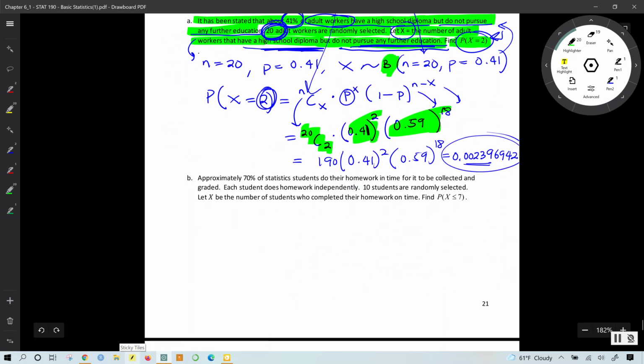In this case, we are told that approximately 70% of statistics students do their homework in time for it to be collected and graded. Each student does homework independently. That is the assumption of this problem. 10 students are randomly selected. If we let X represent the number of students who completed their homework on time, we would like to calculate the probability that X is less than or equal to 7.